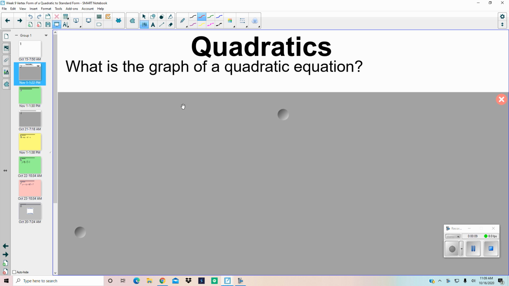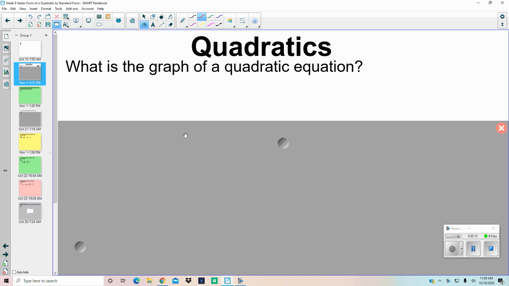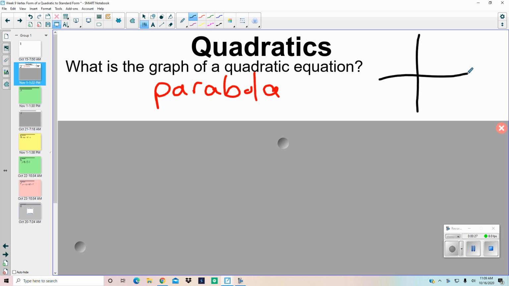So first of all, let's answer some questions. What is the graph of a quadratic equation? That would be a parabola. A parabola looks like this.